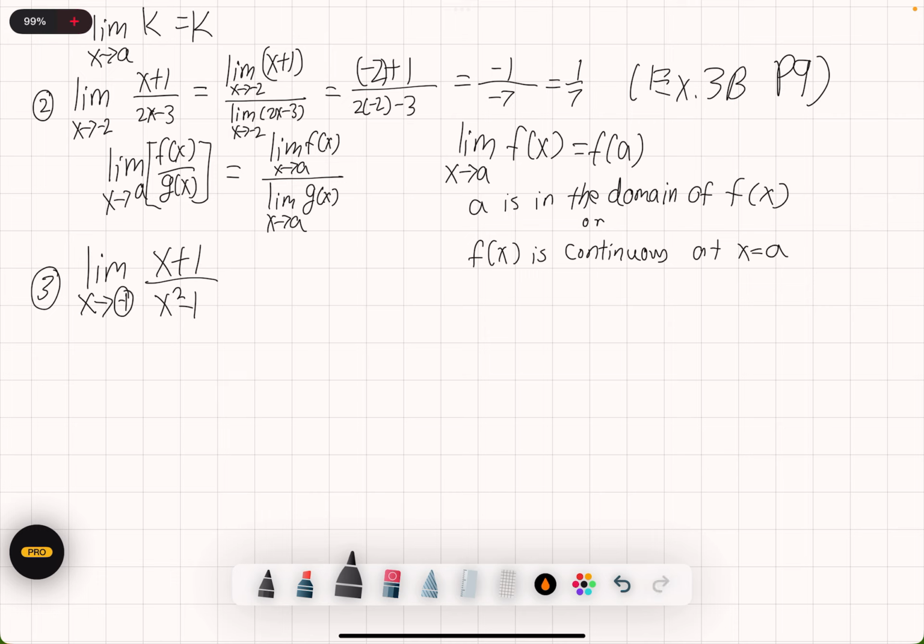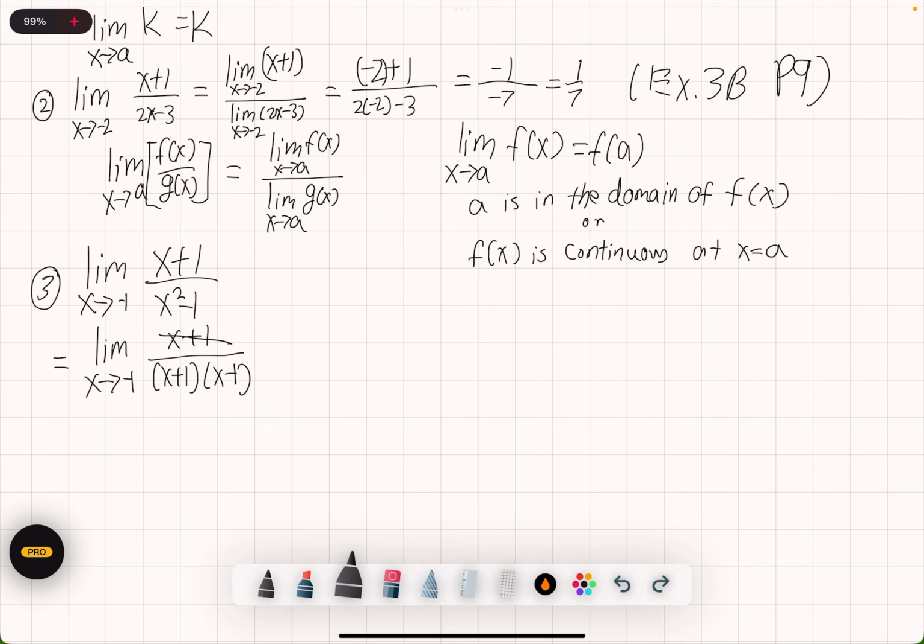Now here, if you plug negative 1 in here, we know that we have 1 minus 1, which means that the denominator x squared minus 1 is 0. So we can't just use this theorem anymore. We have to do something else. So what we can do is we can factor: x squared minus 1 is x plus 1 times x minus 1. And then we can cancel x plus 1 out.